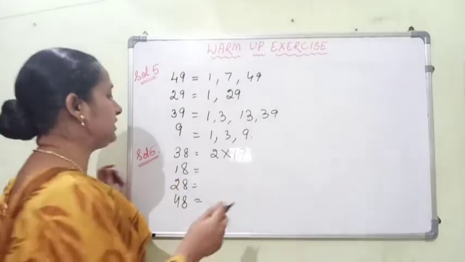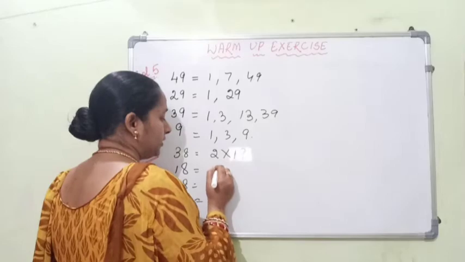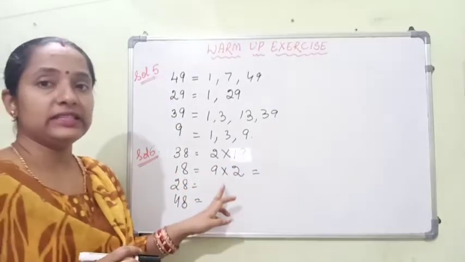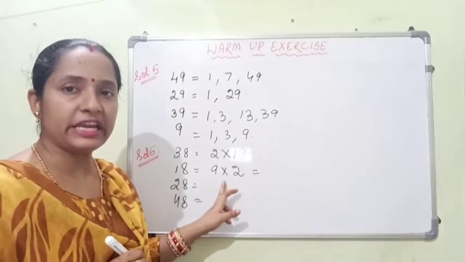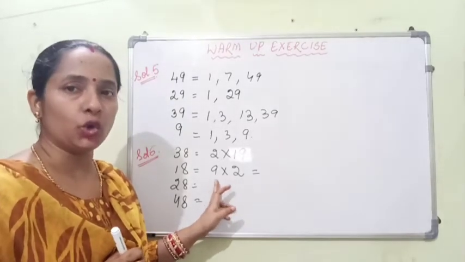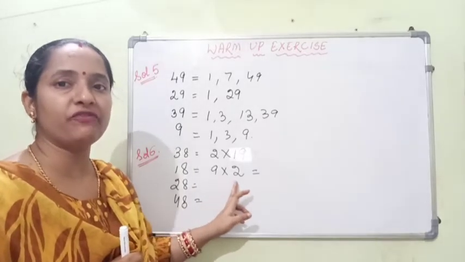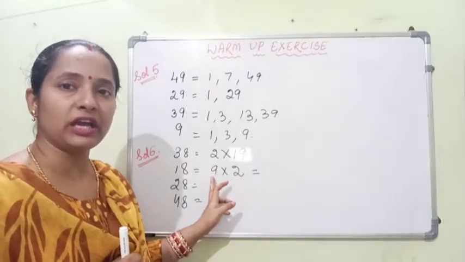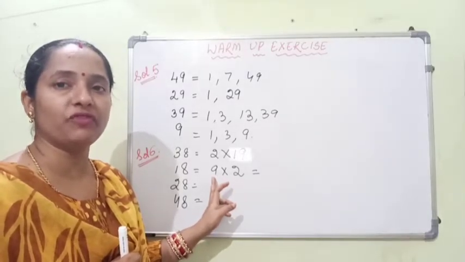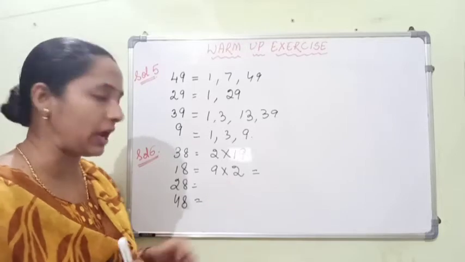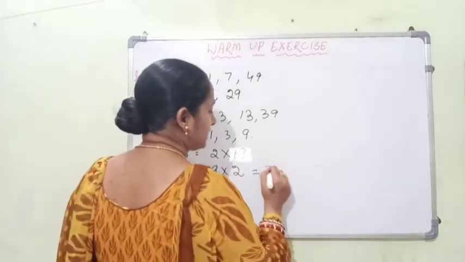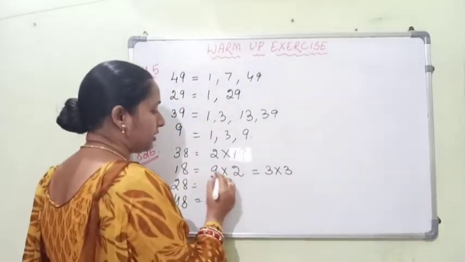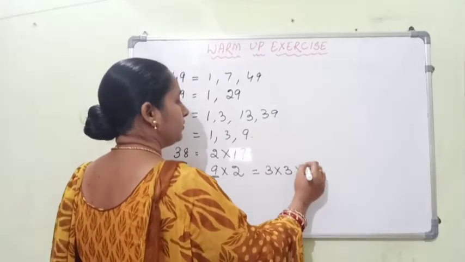Similarly, if you come to 18, we all know that 9 times 2 is 18. But are 9 and 2 both prime numbers? No. Here 9 is still a composite number, whereas 2 is a prime number. So what do we have to do? We have to break down the number 9 in such a way that we write it in the form of a product of prime numbers. So 9 can be written as 3 multiplied by 3, isn't it? 3 threes are 9. So I have written the number 9 as 3 threes are 9, and 2.